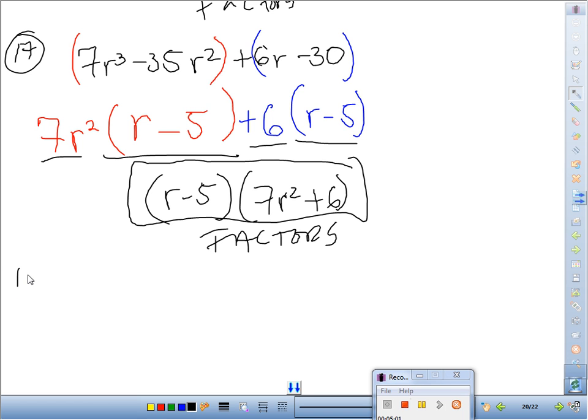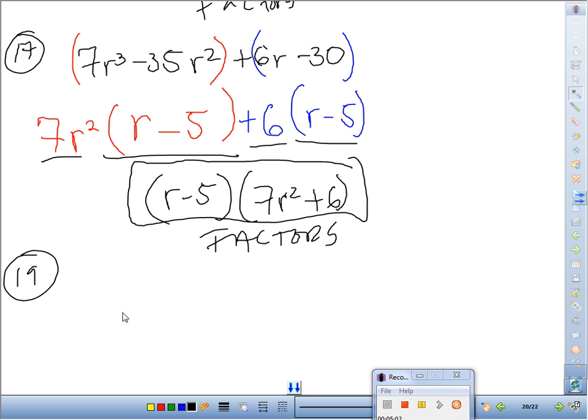Go to number 19. Okay? No, these could be flipped. It doesn't matter which one goes first. Remember when we did, at the beginning of the year, the commutative property of multiplication? If we multiply numbers and then we switch the order, the product is still the same. This applies the same way.